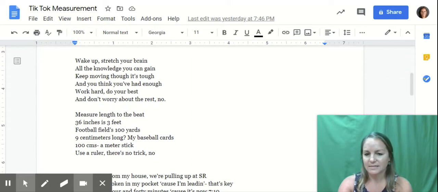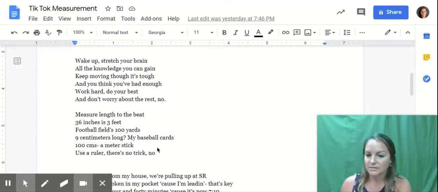Then this is a stanza or kind of like a chorus because it's repeated throughout. It's probably going to be the one you remember most because it's just easiest, and it's the fun stanza that gets put in there. But once you have the chorus part, you go into a whole stanza just about length. It goes into inches, feet, and then relative things like a football field's 100 yards, and things like that.